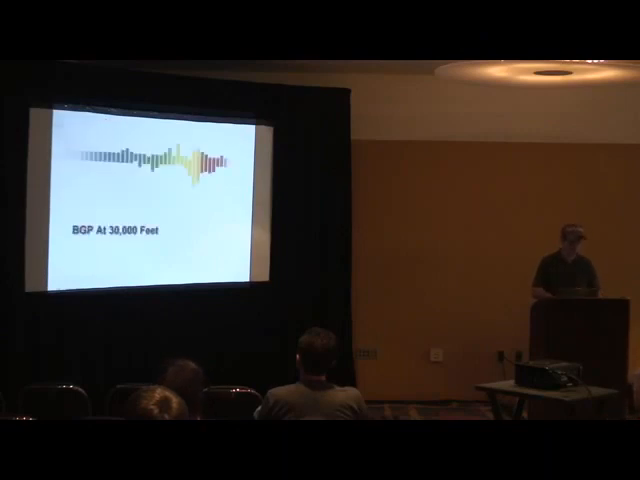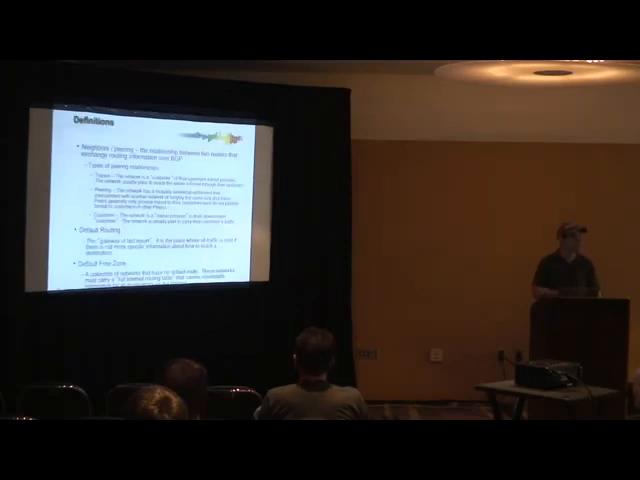So let's jump in and take a look at BGP at the 30,000 foot level. So a couple of definitions to start things off. Neighbors or peers have a relationship between two routers. They're running BGP amongst each other. And there's a couple different types of neighboring or peering relationships.